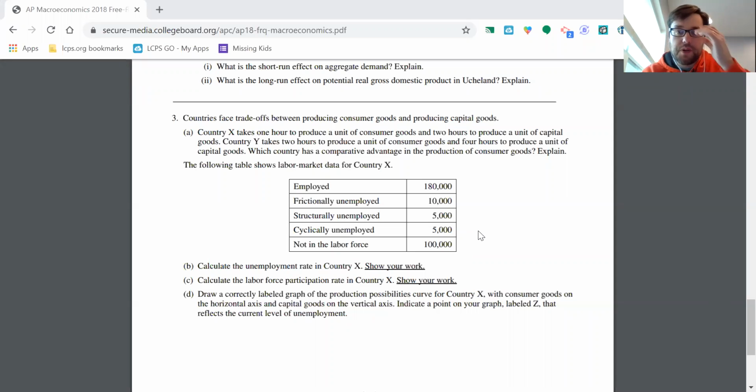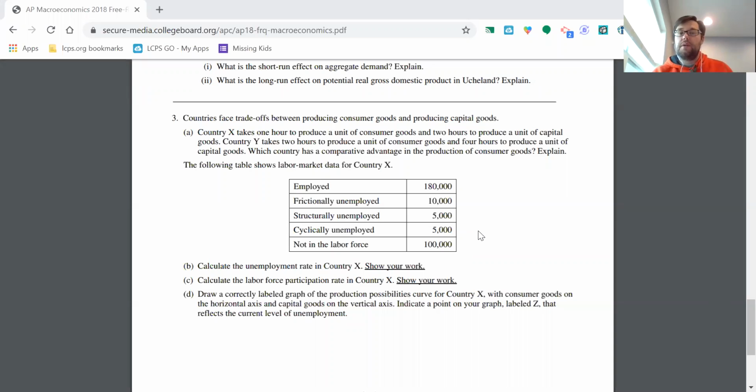Okay, so countries face trade-offs between producing consumer goods and producing capital goods. Part A, country X takes 1 hour to produce a unit of consumer goods and 2 hours to produce a unit of capital goods. And then we have country Y, takes 2 hours to produce a unit of consumer goods and 4 hours to produce a unit of capital goods. Which country has a comparative advantage in the production of consumer goods?